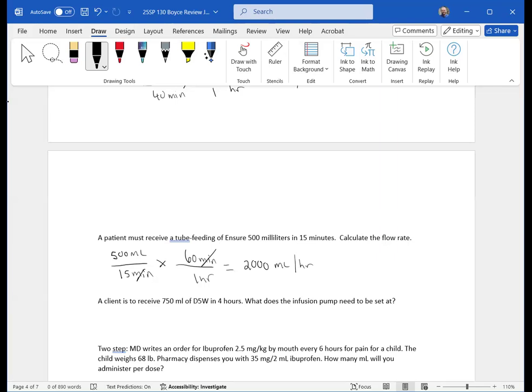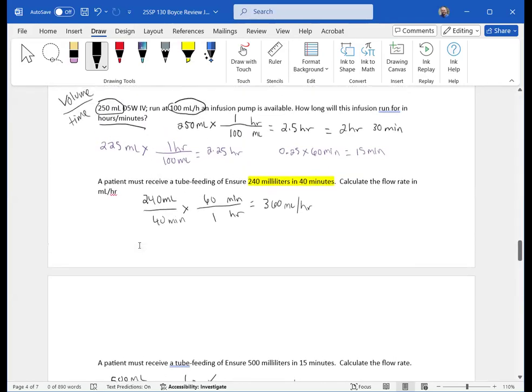So if it asks you to calculate a flow rate, typically what they're looking for is ml per hour. So if they give it to you in minutes, just make sure you convert it to hours. And if they give it to you in hours, just make sure you reduce your number like we did in the previous one. So if it's 250 ml per 2 hours, 250 over 2 is 125 ml per hour. All right.